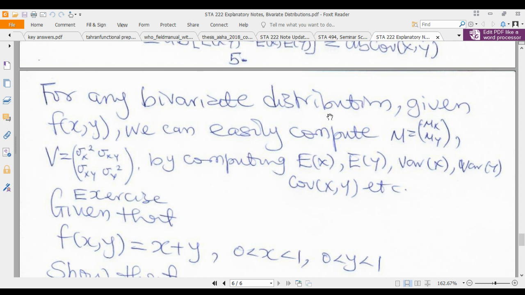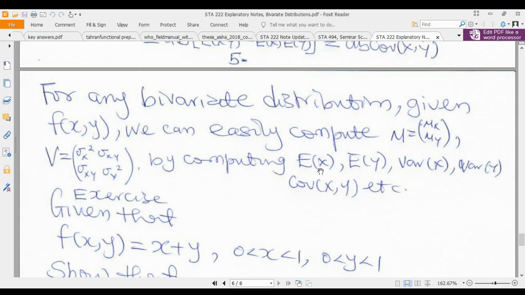For any bivariate probability distribution that is given by f of x, y, we can easily compute the mean vector mu x, mu y, and the variance covariance matrix sigma x squared, sigma xy, then sigma y squared. This is called the variance covariance matrix. And that we can do by computing expected value of x, expected value of y, which will give us the mean vector. Then you compute variance x, variance y, covariance xy.